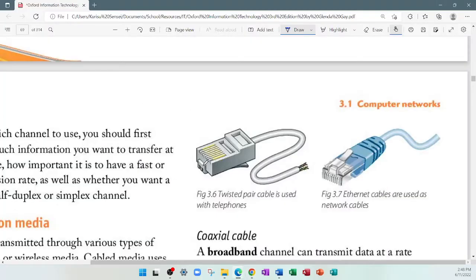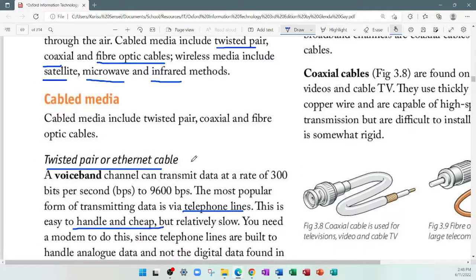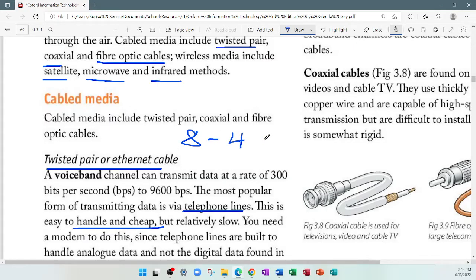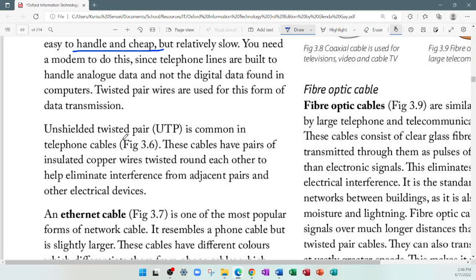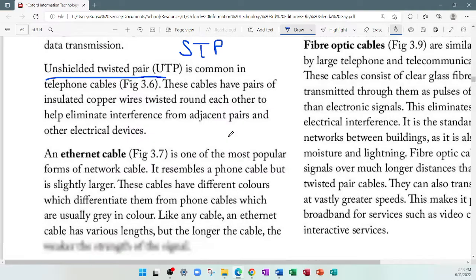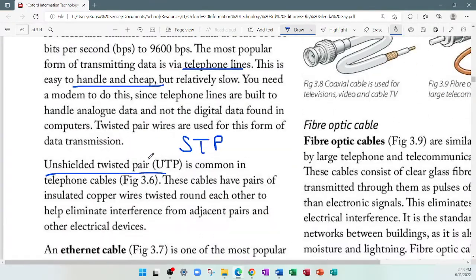Now, why are they called twisted pair? Well, because the cables inside of them are twisted. A pair of cables inside are basically twisted. So for example, the Ethernet cable has 8 individual cables, and when a pair of them are twisted, we now have 4 pairs of twisted cables inside. Now for the twisted pair, we have 2 types. We have the unshielded twisted pair, which is called UTP, and we have the shielded twisted pair, which is STP.